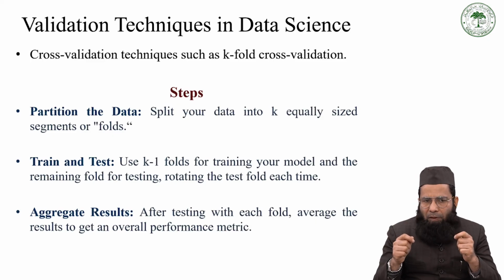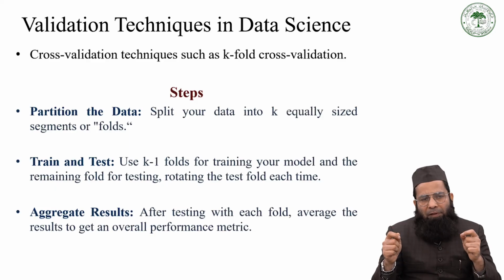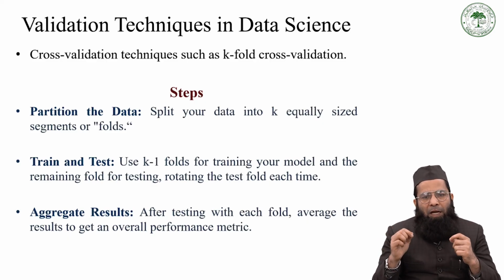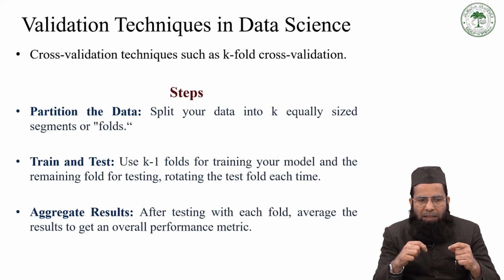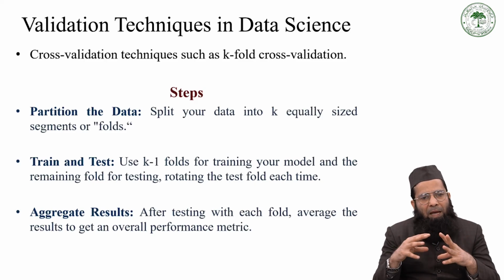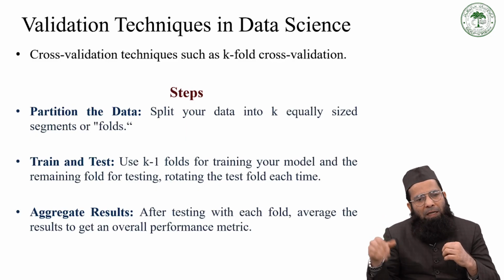In k-fold cross-validation, the very first step is to partition the data. You need to split your data set into k equal-size segments or folds. Then the next step is train and test. In this case, you will use k minus 1 folds for training your model and the remaining fold for testing, rotating the test fold each time.